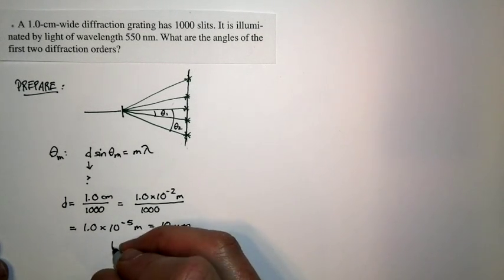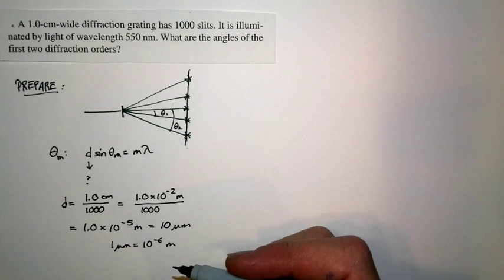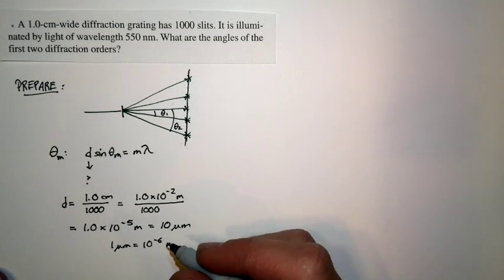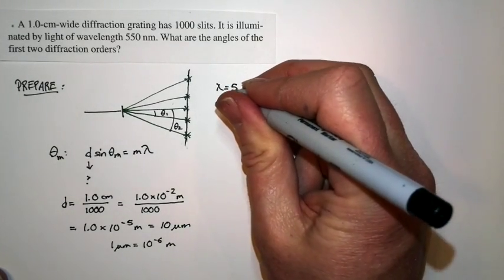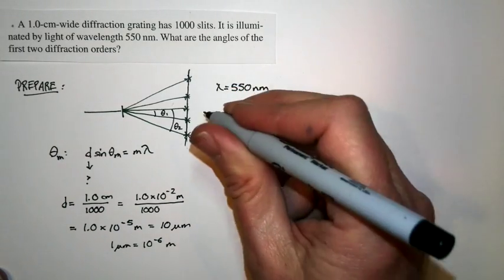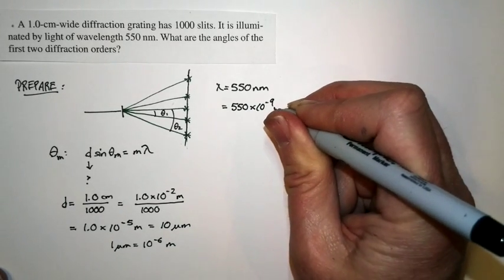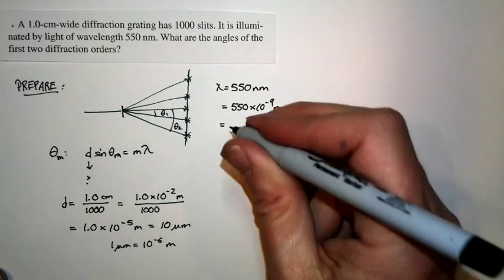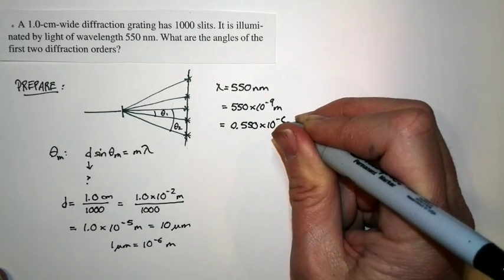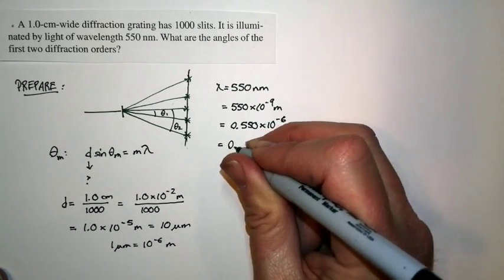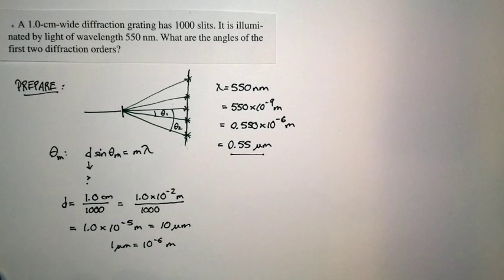A micron, of course, is 10 to the minus sixth meters. I'm going to put things in microns so I can compare apples to apples. The other thing to look at is the wavelength. The wavelength of light is 550 nanometers, and a nanometer is 10 to the minus ninth of a meter. So that's 550 times 10 to the minus ninth meters. In microns, it's 0.550 times 10 to the minus sixth meters, so the wavelength is 0.55 microns.